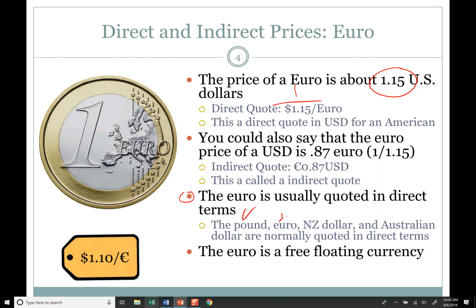The pound, the euro, the Kiwi, and the Australian dollar are generally the currencies that are quoted in direct terms. New Zealand dollar, they call it Kiwi for some reason. It's easier to say. All the others are quoted in indirect terms. And by the way, this currency is a free-floating currency. Yeah? Why are those the ones that are quoted directly?